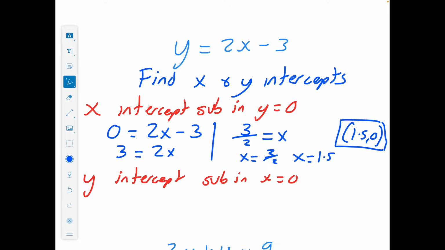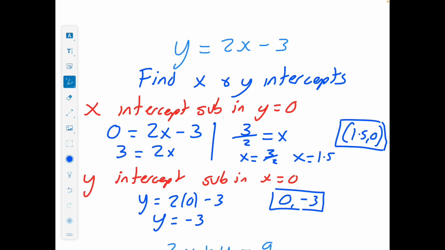Now we'll use the same equation of the line to find the y-intercept. So we're going to sub in x is equal to 0. So we'll have y is equal to 2 by 0 minus 3. So y is equal to minus 3. So our y-intercept then is 0, comma, minus 3.